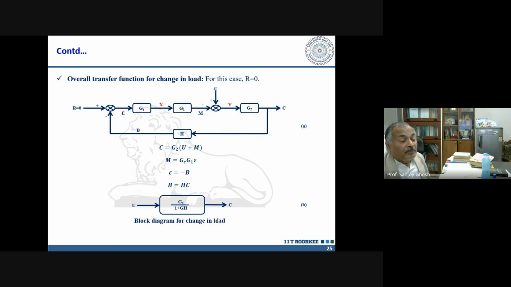Now here I have done the reverse. I have put R as 0. I'm not changing any set point, so R is 0, but a disturbance is there. What relationship will you get? You will get it between C and U. Previously I got C in terms of R because R was there, but now R is 0. If there is a disturbance change, something which is not in our control, something happens.